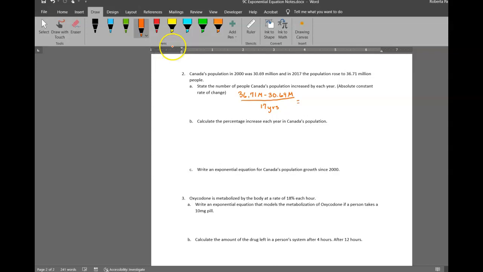And so we end up with 6.02 million in that 17-year span. And so each year, Canada was increasing by 0.35 million people per year. So that would be the absolute increase. And we could write a linear equation if we wanted to. But again, let's focus on percentages and relative and exponential equations. So calculate the percent increase each year.